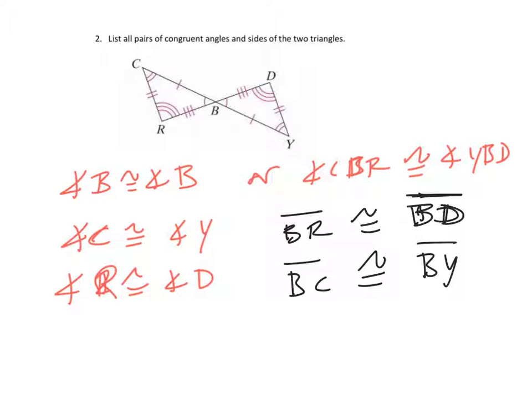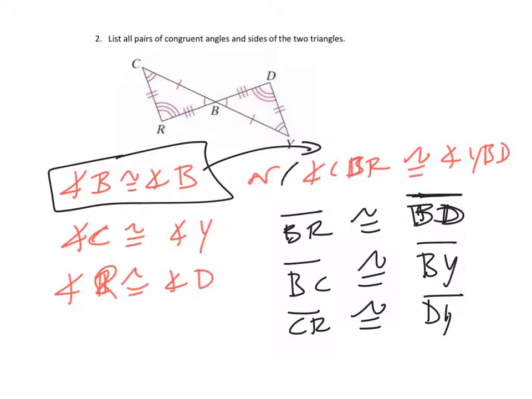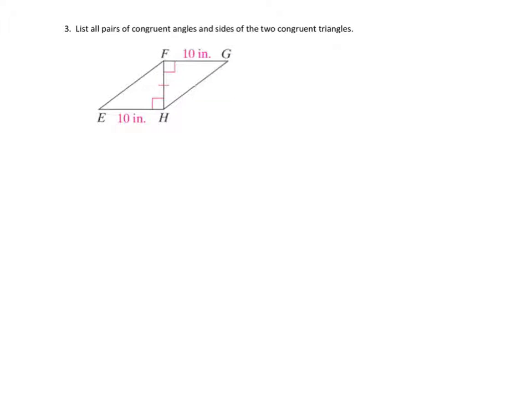And then finally, CR is congruent with, let's see, CR with DY. There we go. So that's all pairs of congruent angles and sides. Again, for that angle B, if you prefer, you can use the old-fashioned way. That way I know for sure you know what you're talking about. Once again, all pairs of congruent sides and angles.